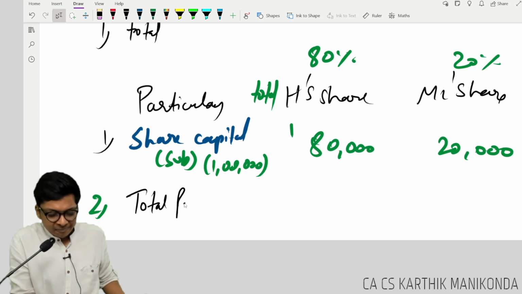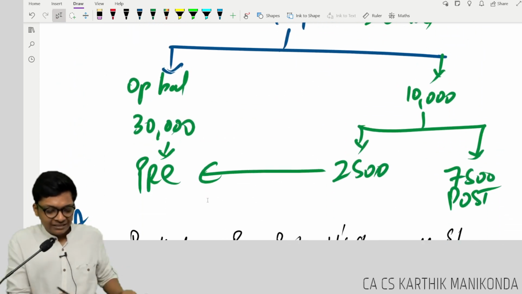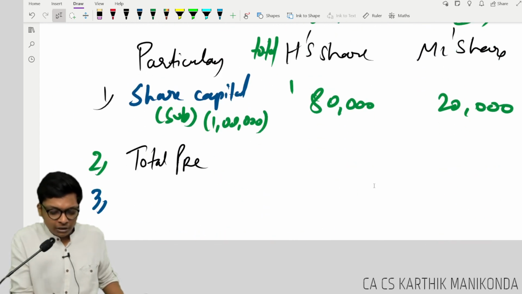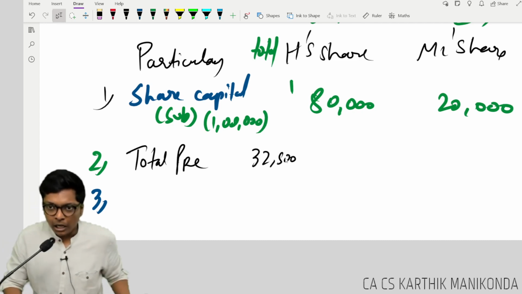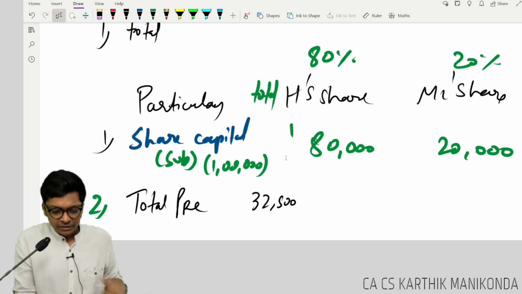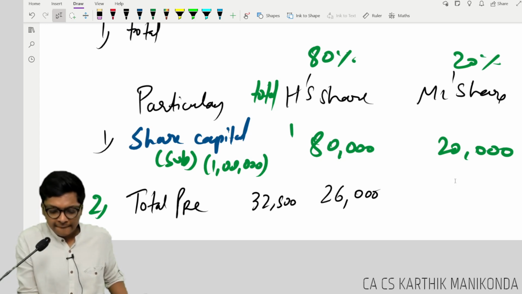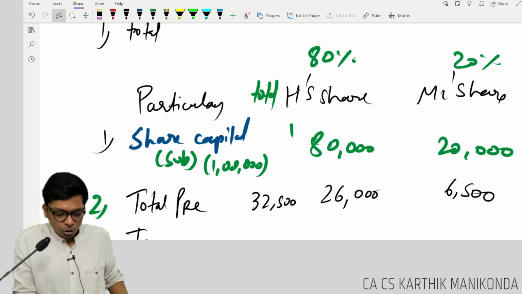Next, total pre. What was the total pre you computed above? 30,000 plus 2,500. So total comes to 32,500. Out of this 32,500, what is HS share? 80%. How much? 26,000 flat. Here 500. So follow very carefully. You have to wait till I finish this whole sum.